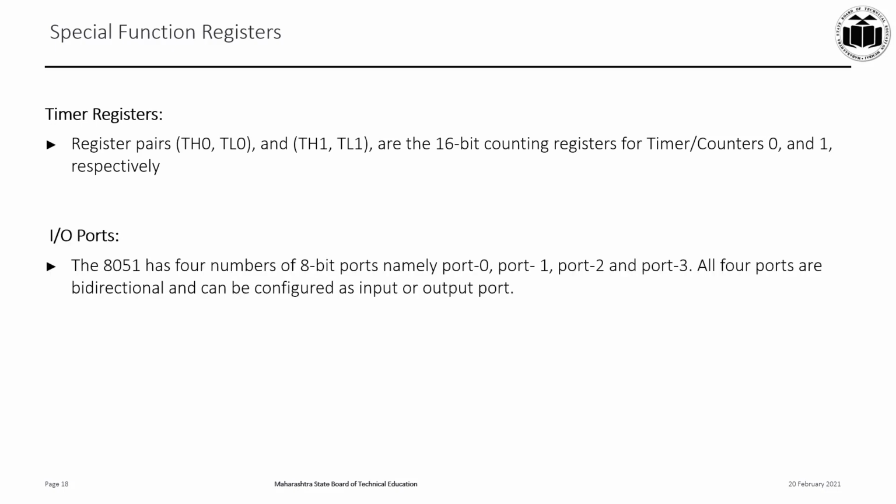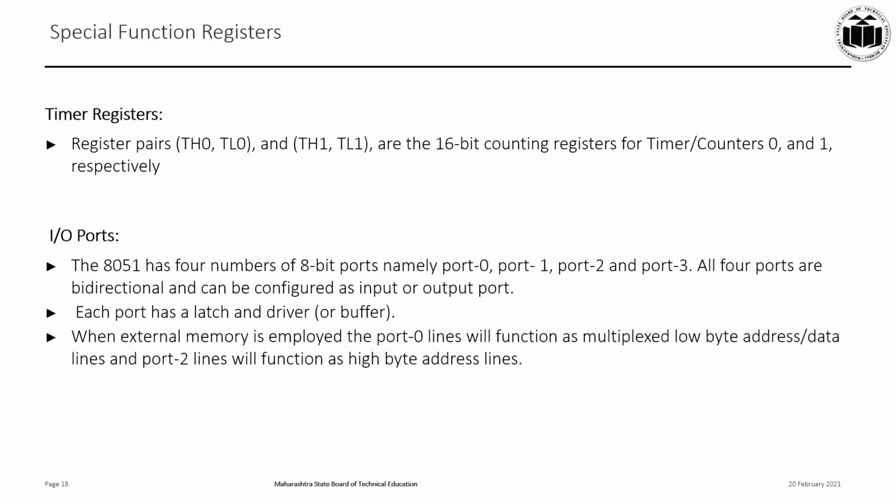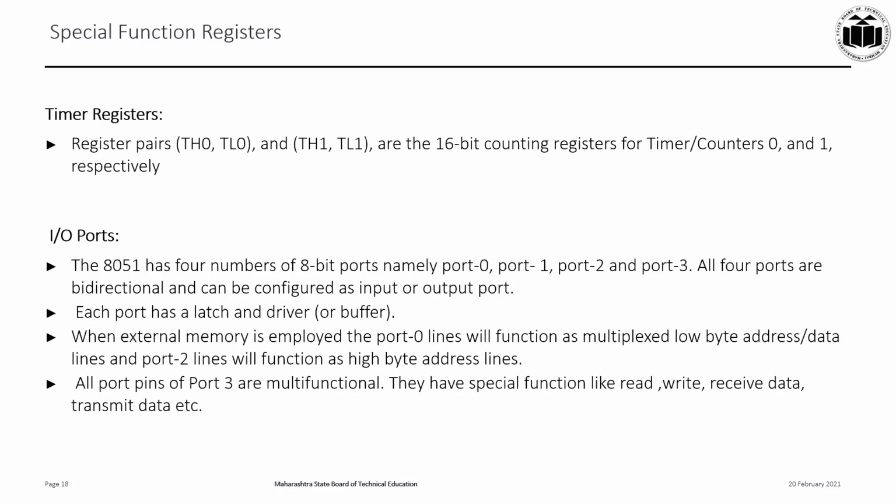I/O ports. There are 4 I/O ports, which we have discussed initially also. These 4 ports are bidirectional and they can be configured either as input port or output port. Each port, as we saw in the architecture diagram, has a latch and a driver. When external memory is employed, port 0 has a dual function, which is to provide the multiplexed lower order address and the data as well, whereas port 2 will provide the higher byte address lines.